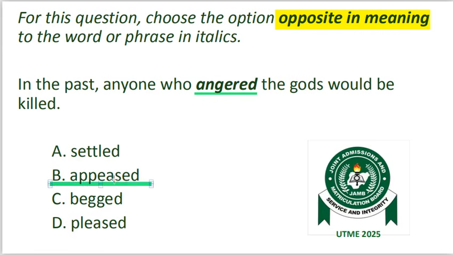Anyways, settled, begged, and pleased all look related, even with our correct option. And pleased, option D, in fact looked very plausible. But our gods are meant to be pleased. If we do not anger them, naturally we live to please whatever god we serve. But when they are angered, then we have to appease them in order to please them. I do not know if you understand my explanation. Appeased is the direct opposite of angered. So option B is the correct option. Anyone who angered the gods will be killed. Anyone who appeased the gods would not be killed.